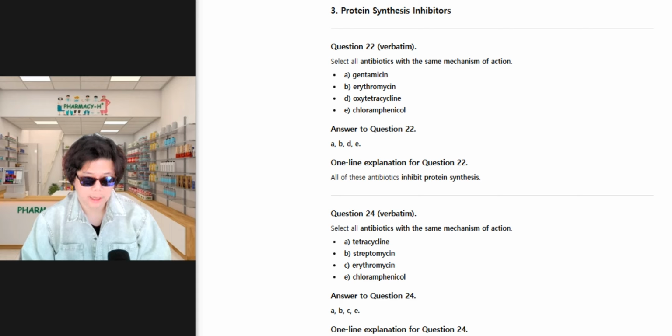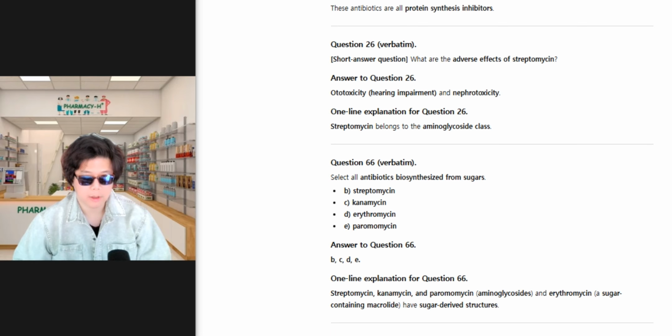Question. Select all antibiotics with the same mechanism of action. A. Tetracycline. B. Streptomycin. C. Erythromycin. E. Chloramphenicol. Explanation. These antibiotics are all protein synthesis inhibitors.